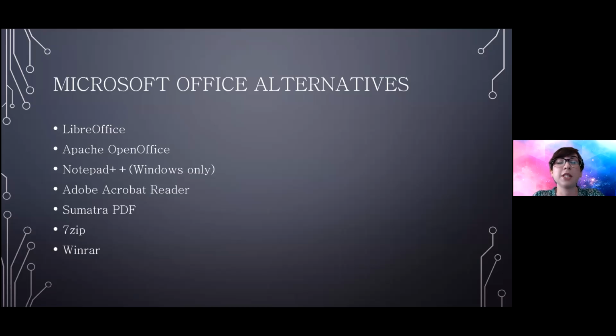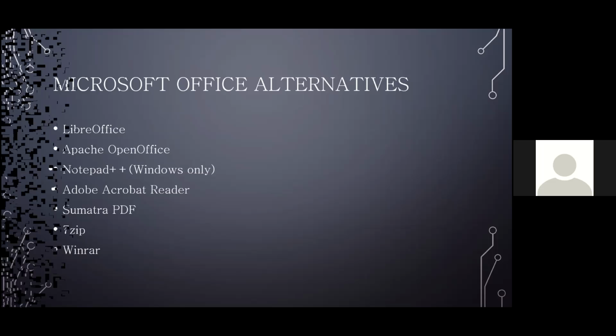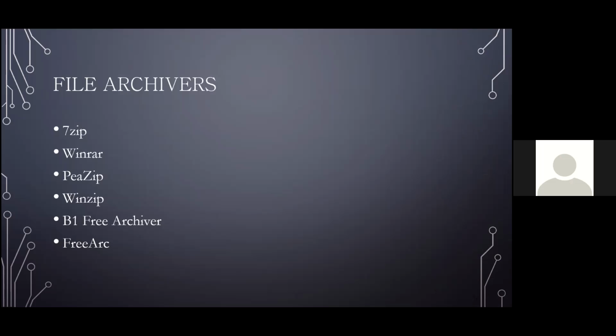And then alternatives to Microsoft, you've got LibreOffice, Apache OpenOffice, Notepad++, which is Windows only, Adobe Acrobat Reader, which most people have, Sumatra, which is again just kind of a reader, and WinRAR. And then file archiver, again, WinRAR, PeaZip, WinZip, B1 Free Archiver, or FreeArc.